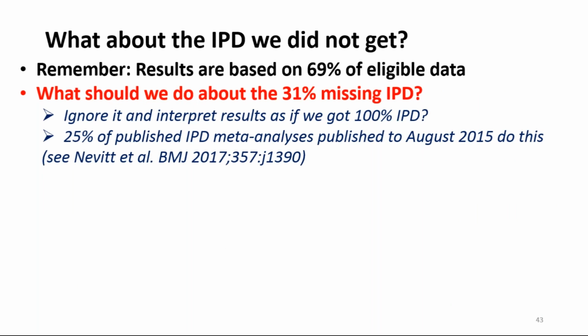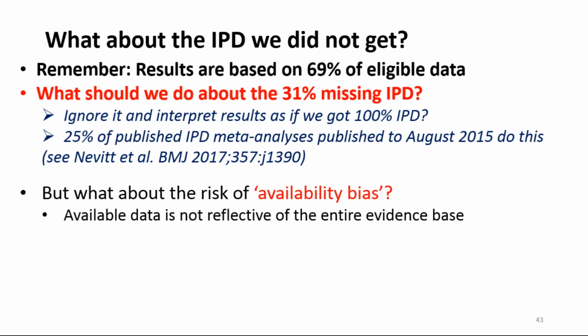So firstly, when we were writing our results, maybe we should have just ignored it. Hopefully no one would notice, and we would just interpret our results as if we had got 100% of IPD. And actually, this is what 25% of IPD meta-analyses published between 1987 and 2015 do. They make absolutely no reference to the fact that they didn't get all of their data and interpret results and conclusions as if they did.